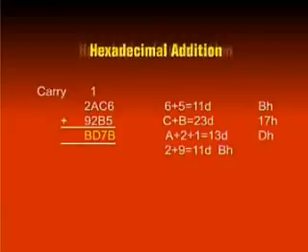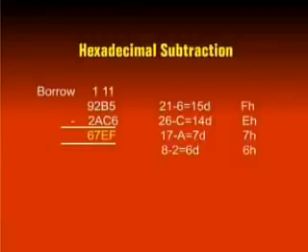Carries are generated. Let's subtract one hexadecimal number from another hexadecimal number. Let's consider the first hexadecimal number to be 92B5. And from this we subtract 2AC6, the other hexadecimal number. Now subtracting 6 from hexadecimal number 5 is not possible as 6 is larger than 5. So what do we do? We borrow a 1 from the next highest hexadecimal digit.